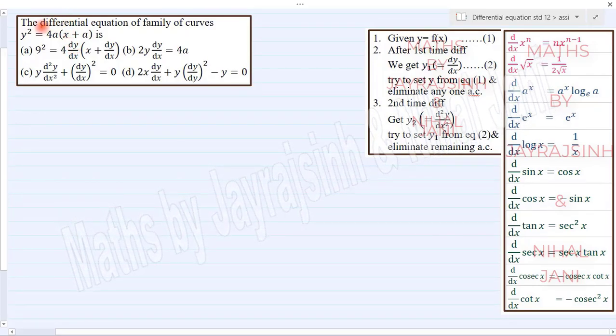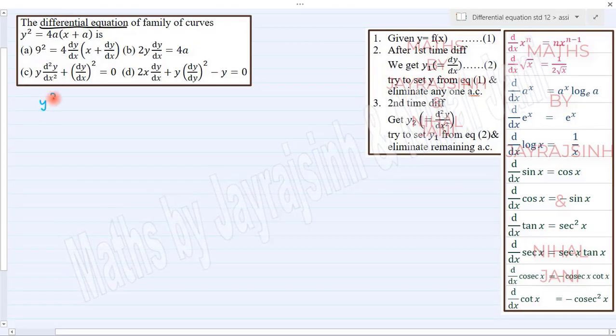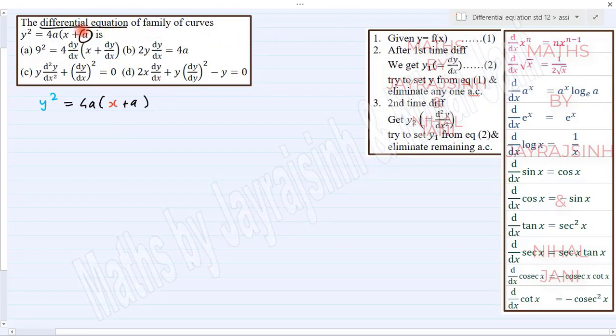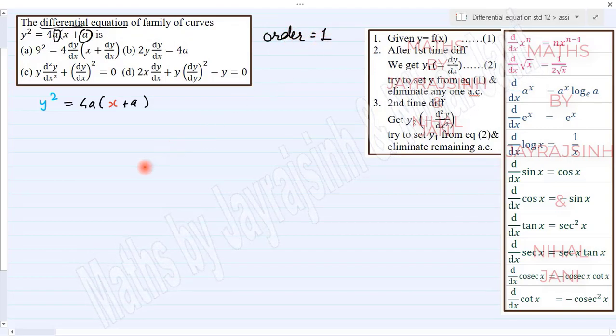Now here we have to find a differential equation of the family of curves y square is equal to 4a into x plus a. Now here your arbitrary constant is only a, so we can say the order of the differential equation must be 1. So we are allowed to differentiate only one time.